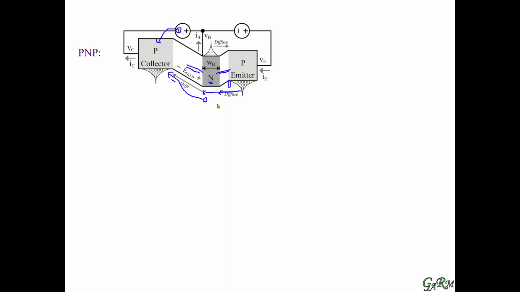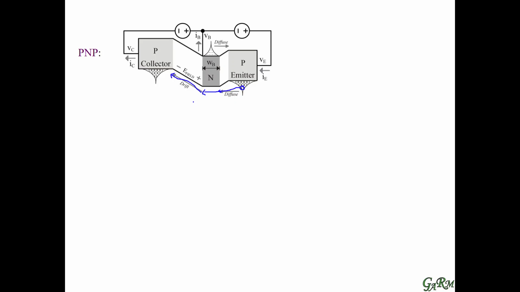So what we have in this case, and I'll remove markers here, it's the same operation except with holes. Holes are diffusing over onto the base. The base is short, so they keep diffusing to the other edge of the base, and there's a field that carries them across the collector region, and now we've activated the device with holes.